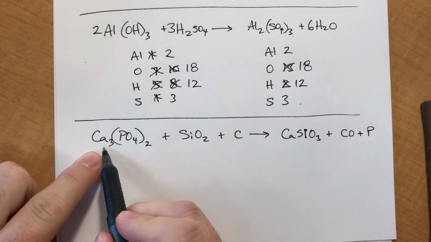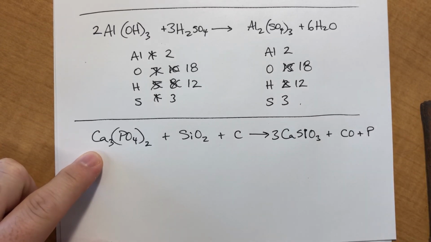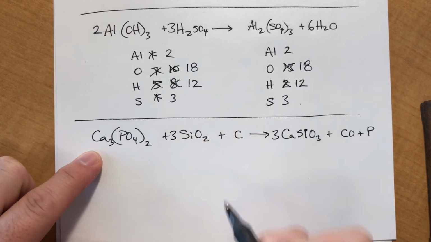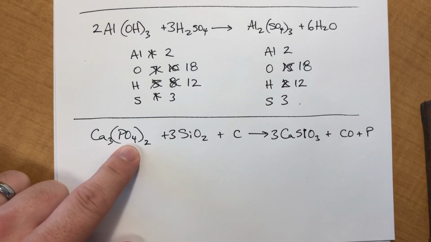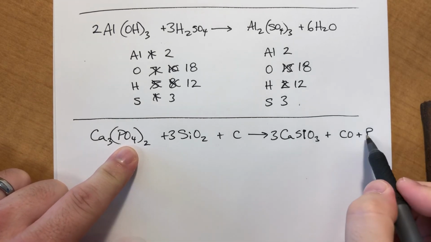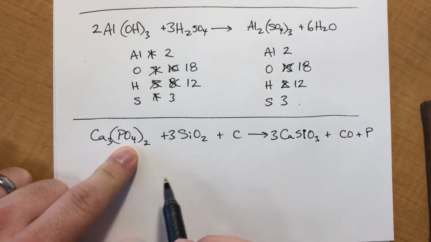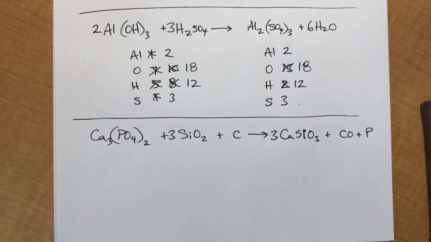So calciums, we have 3 here and 1 here. So I'm putting a 3 in the front. Silicons, we have 3 here and 1 here, so I'm putting a 3 in the front. Phosphorus, I am, I guess, ignoring for right now because I can easily fix that at the end without a whole lot of effort. Okay. So carbons, we have 1 and 1, so we're good. Let's try to fix the oxygens.